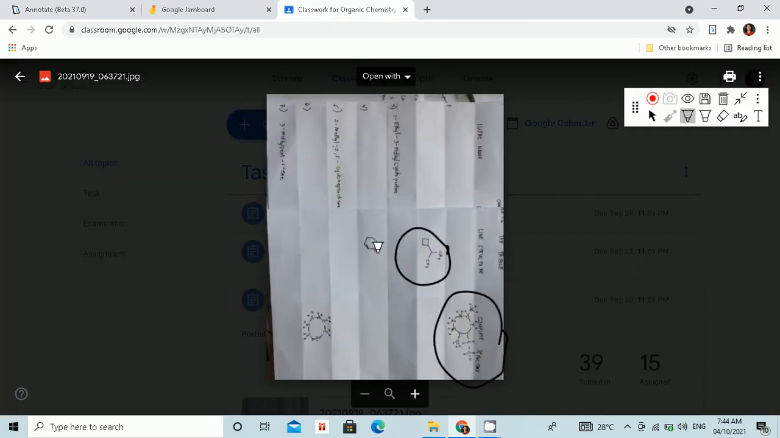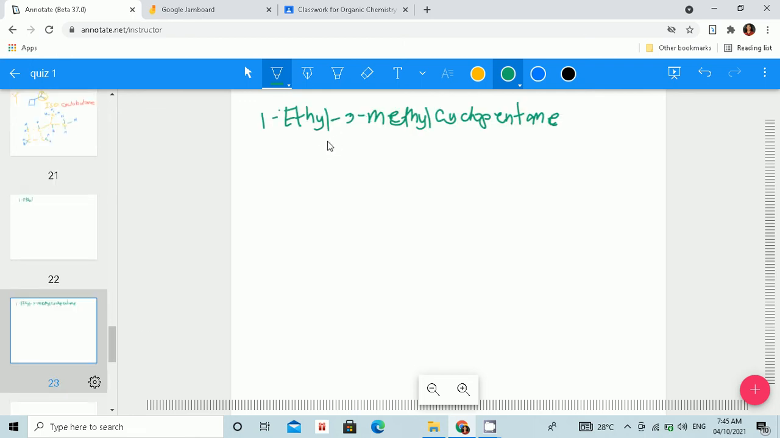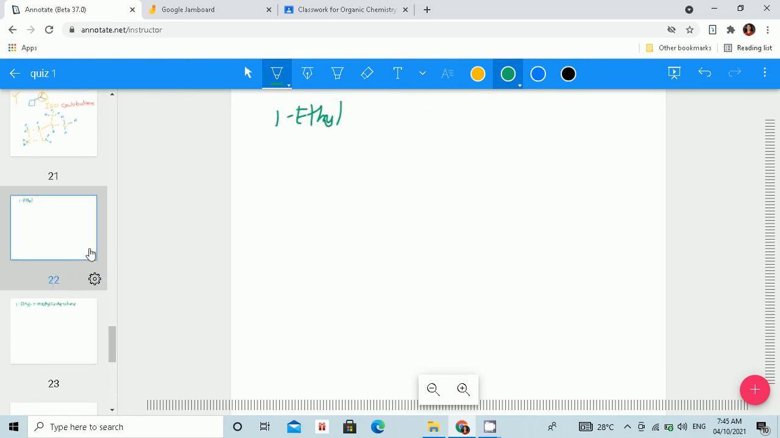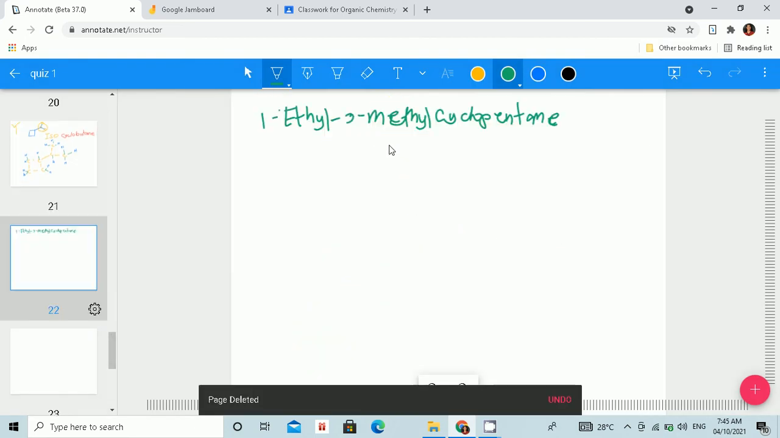Now let's go for number 3. For number 3, we are given an IUPAC name. The IUPAC name for number 3 is 1-ethyl-3-methylcyclopentane. Okay, that's cyclopentane. So this is given. Now, how are we going to draw that one?